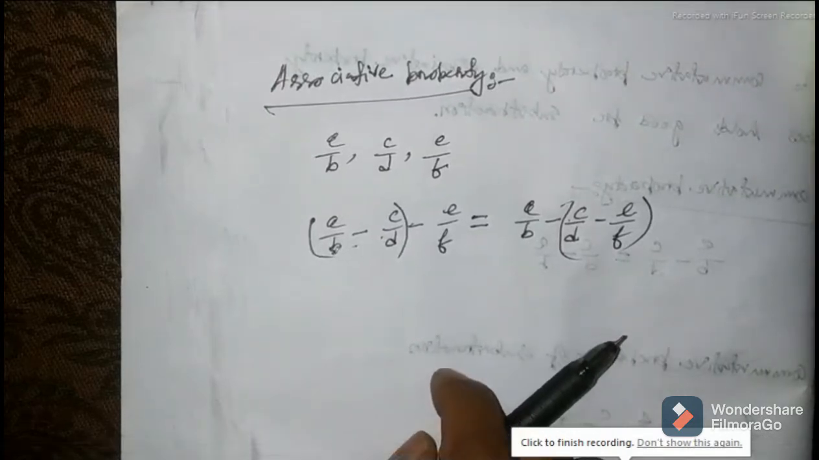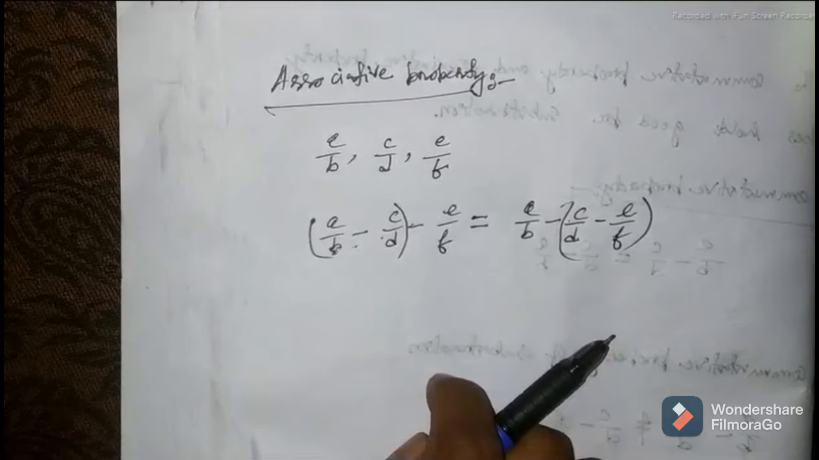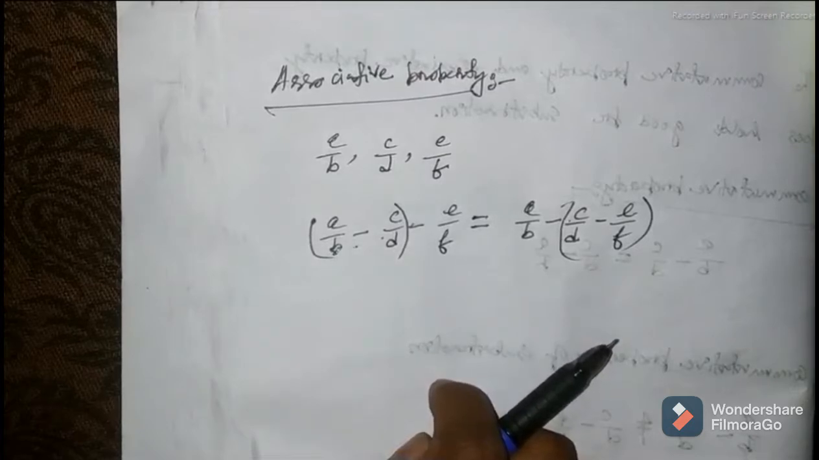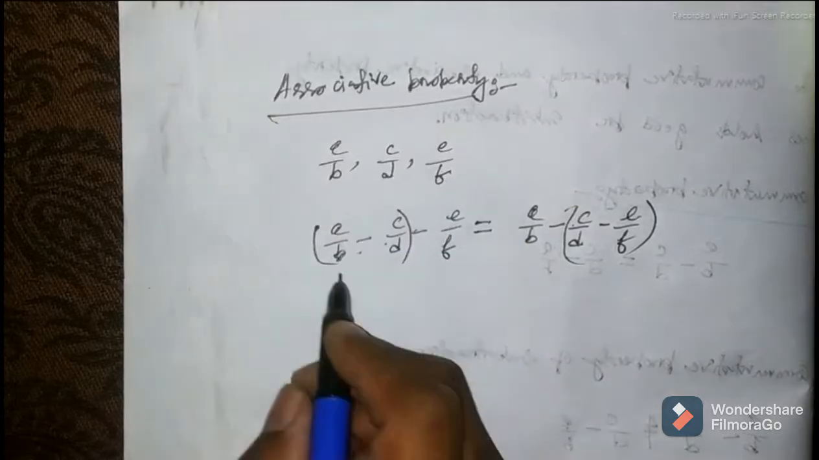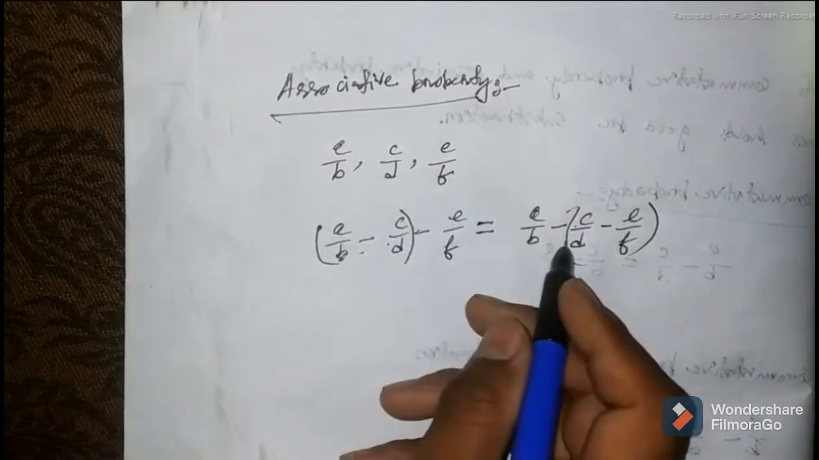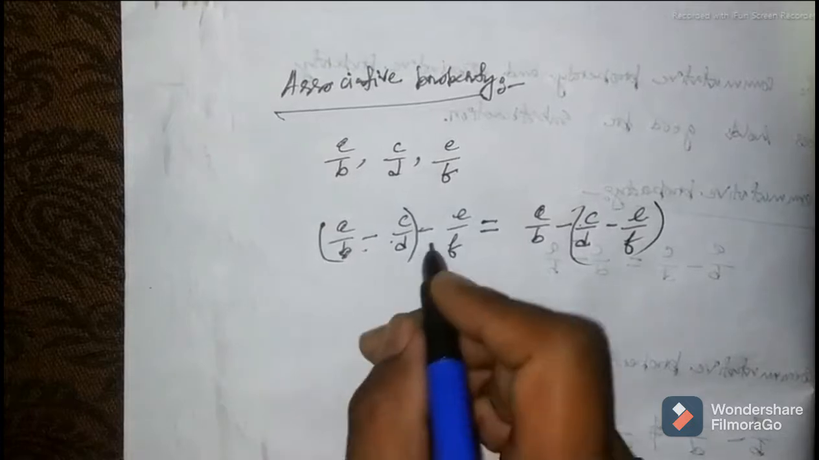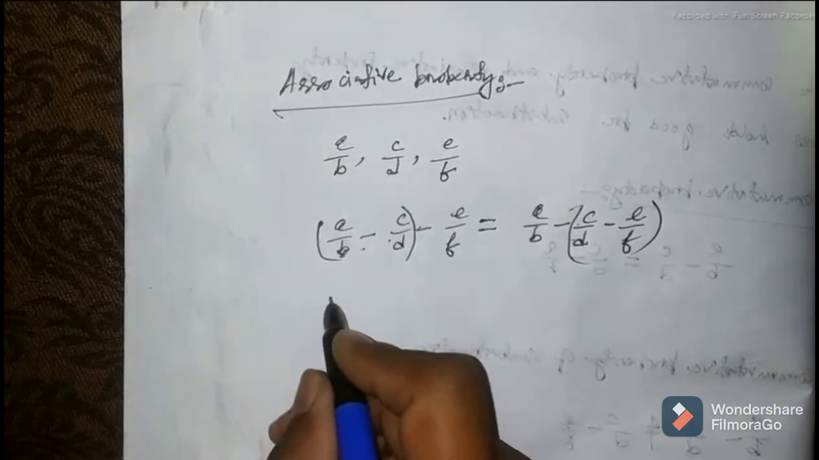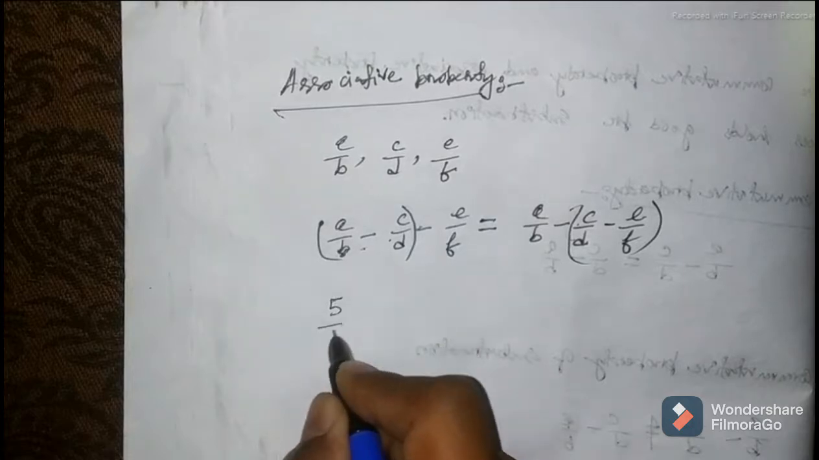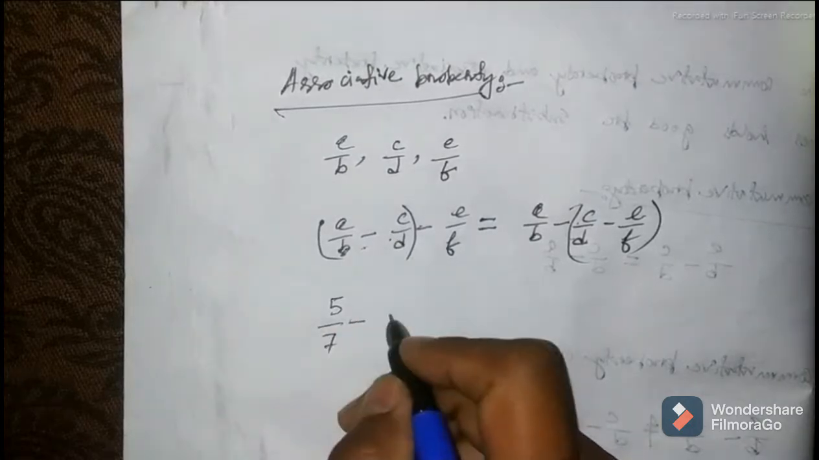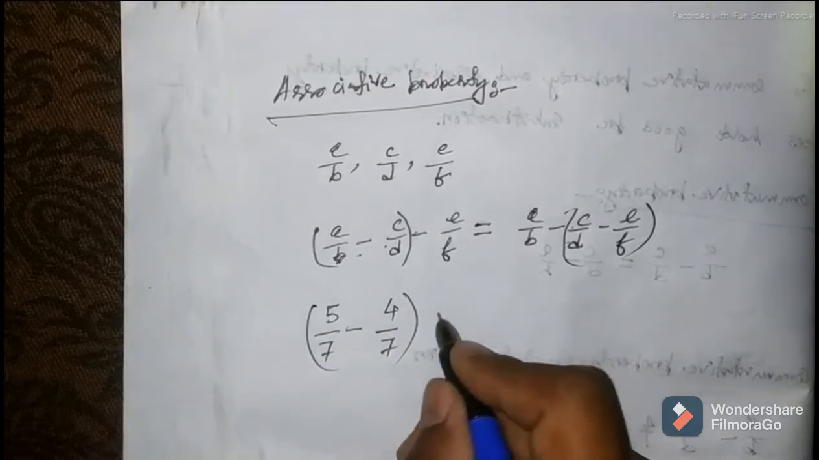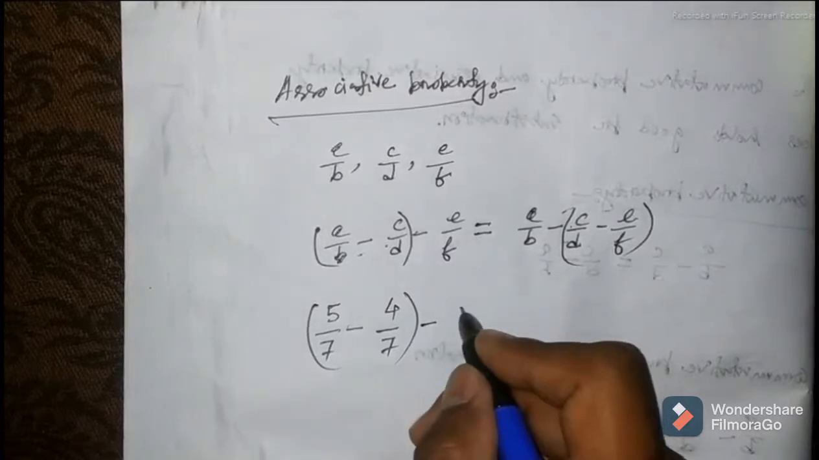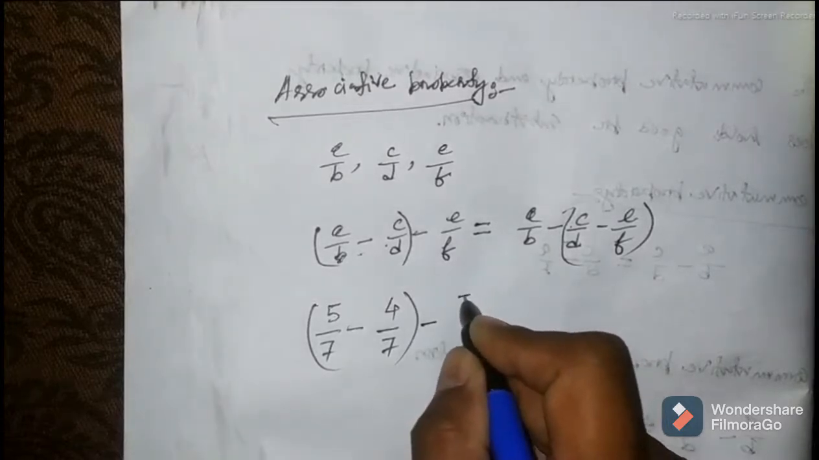Associative property. If a by b, c by d and e by f are three rational numbers, then to fulfill the requirement of the associative property, this must be equal to this one. So let us understand this by taking an example. I am taking here a by b as 5 by 7 minus c by d as 4 by 7 and minus e by f as 8 by 7.